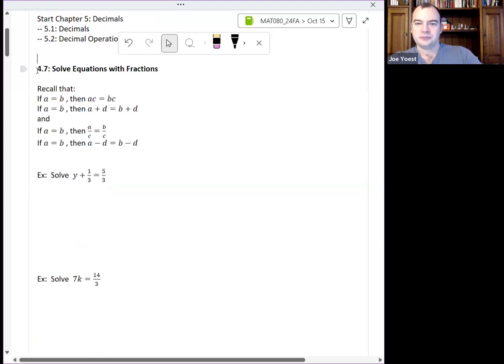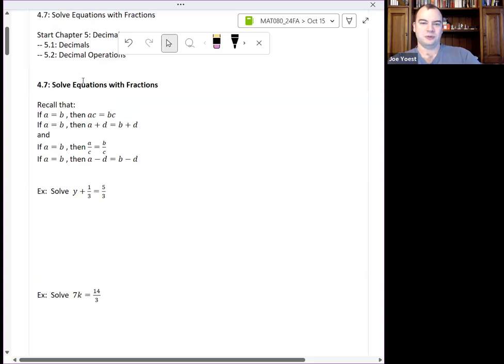Okay, so on to the end of chapter 4. So 4.7, solving equations with fractions. Again, not a really big section here, just a few problems, just looking at using our same equation solving steps.